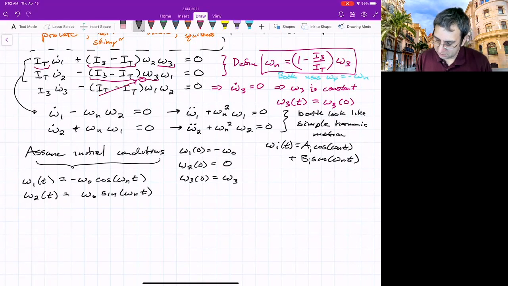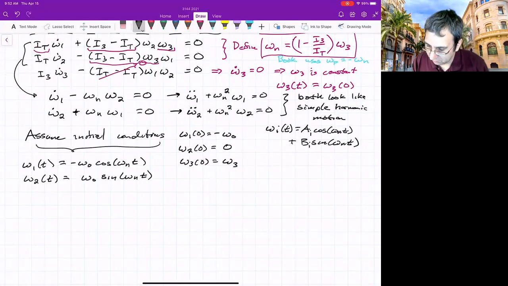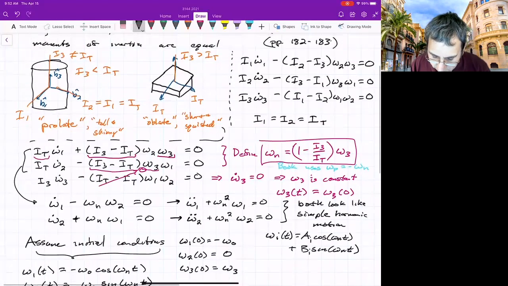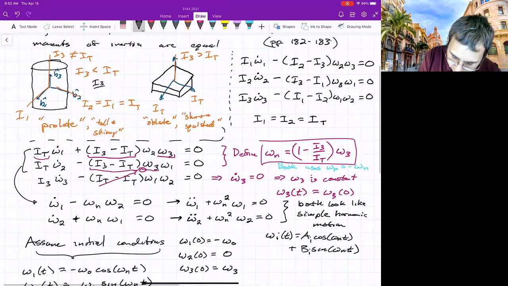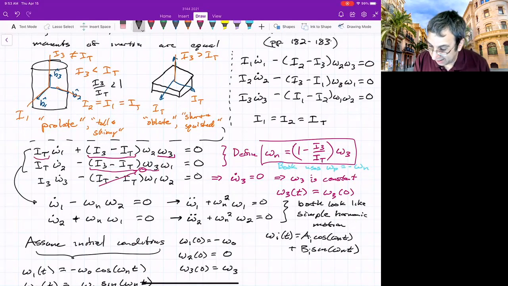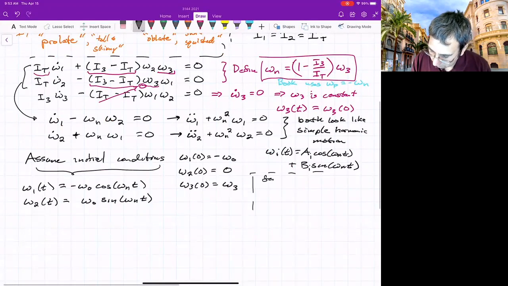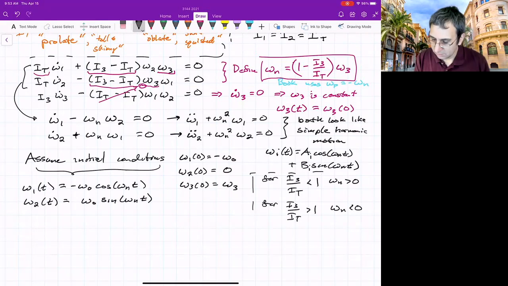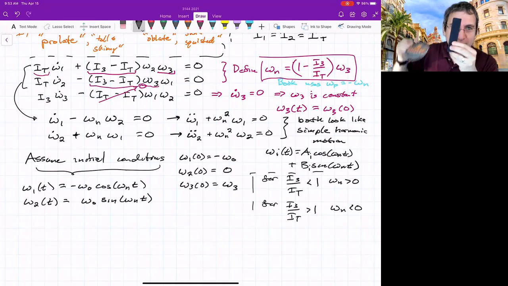And we could think about what's going on now. Maybe these are body fixed frame components. So what do I have? I've got those two cases, and that changes the sign of omega n. For the prolate body, I_3 over I_T is less than 1, so omega n is positive. For I_3 over I_T less than 1, omega n is positive. And the opposite for I_3 over I_T greater than 1, omega n is less than 0. So the first one is prolate, the second oblate.